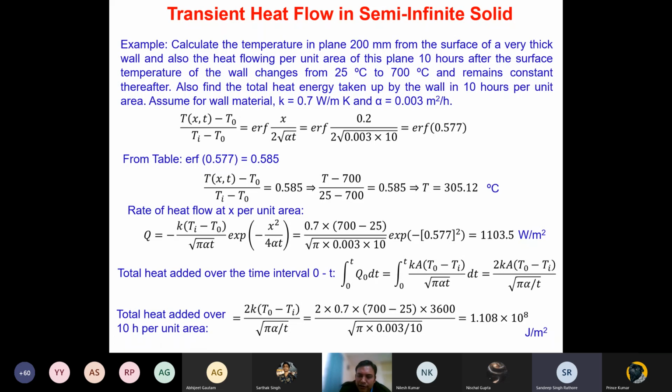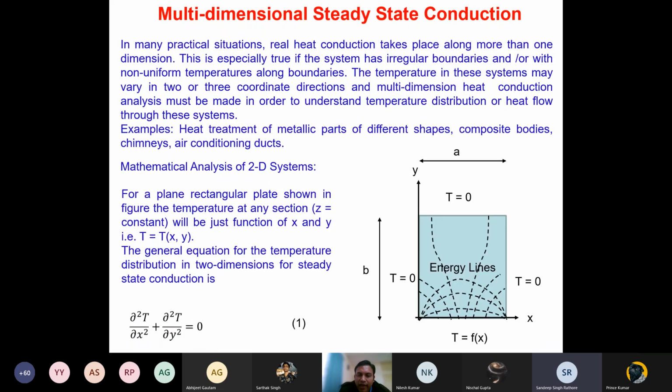So let's continue with the next thing. Let us try to solve a multi-dimensional steady state conduction. So in this particular example, a flat slab is there. In a flat slab, only two-dimensional heat transfer we are looking at. So that means in the Z direction, the temperature at any location is constant. So Z direction we are not looking at.